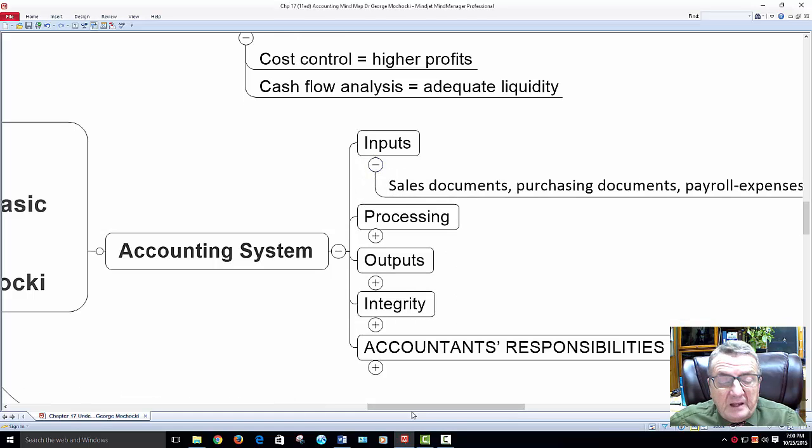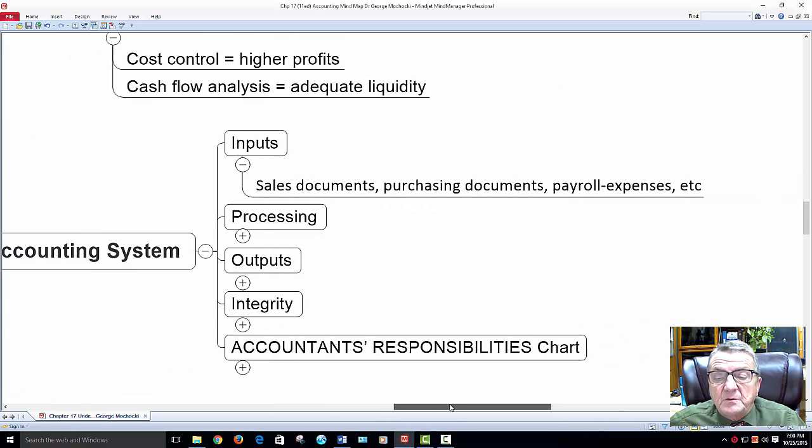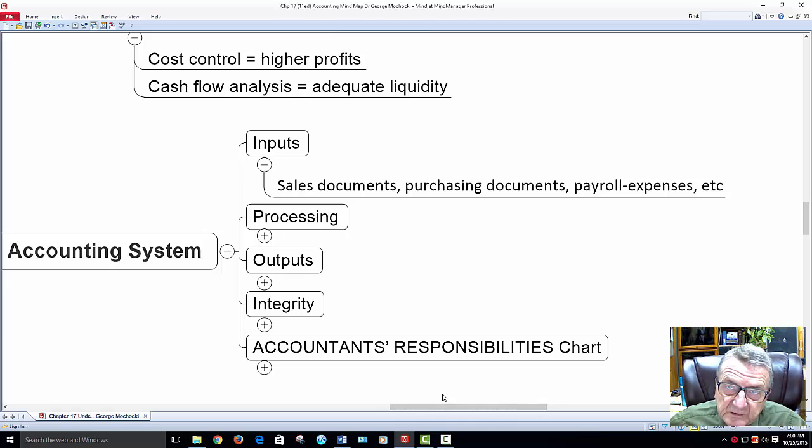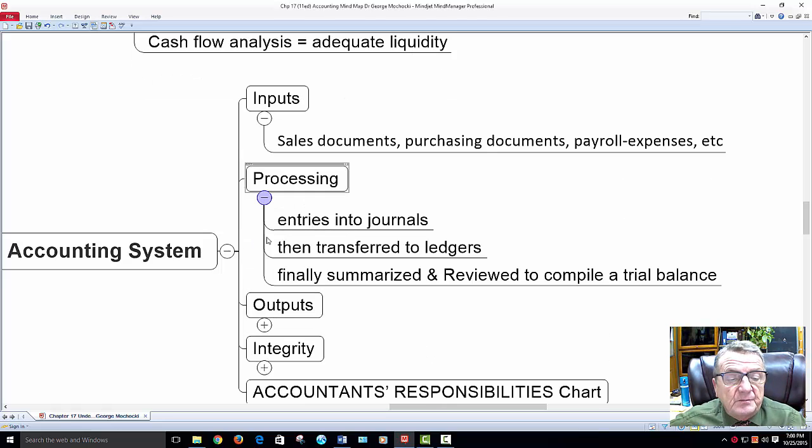What are inputs? Sales documents, purchasing documents, payroll, all expenses. Anything you're going to put into accounting, anything that has to do with the business, anything that I'm spending for the business, anytime any money is transacted, anytime any kind of event is happening that the business should either pay out or hopefully charge someone for their services, I should have it recorded immediately. And it does the processing.